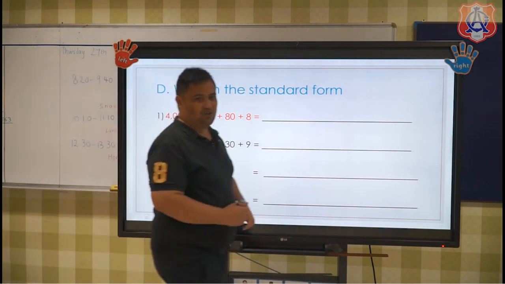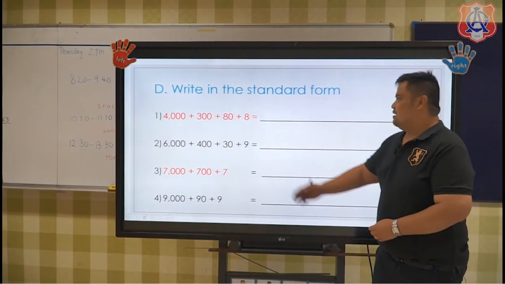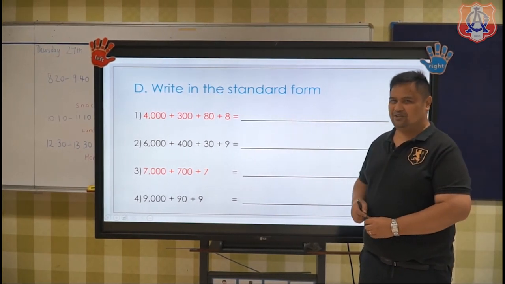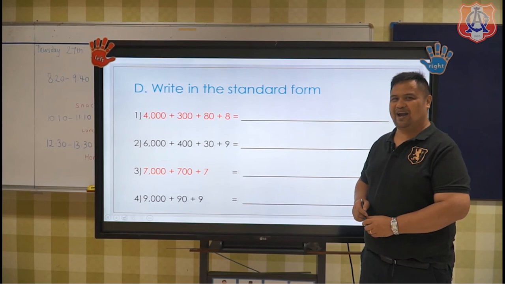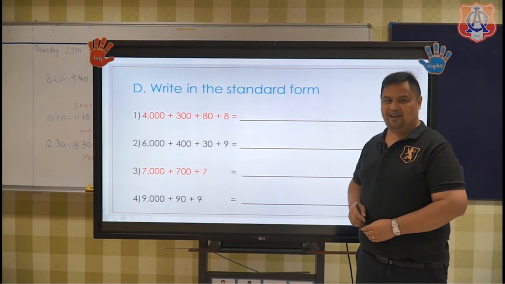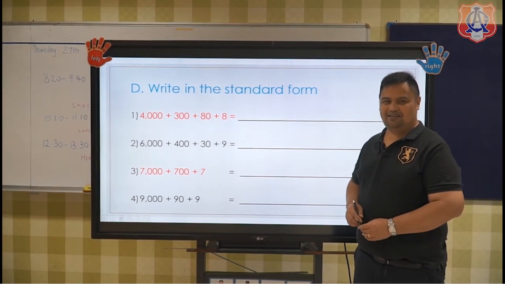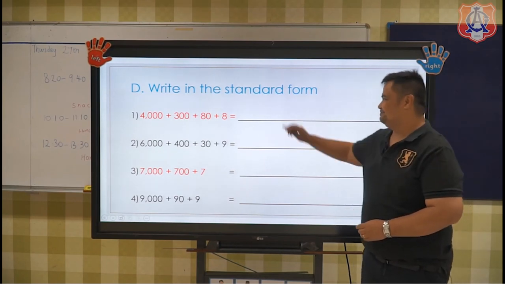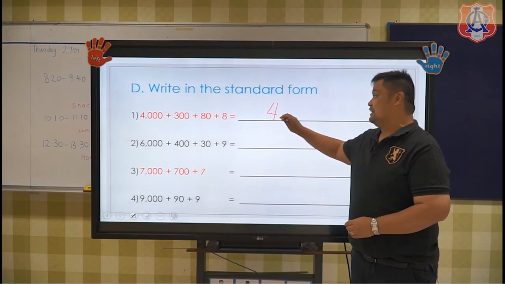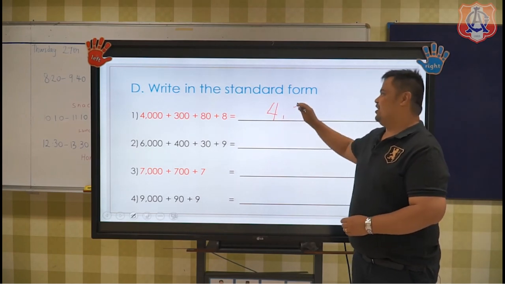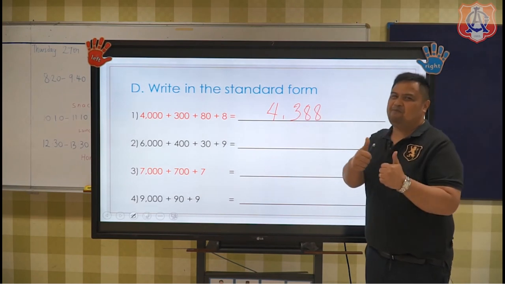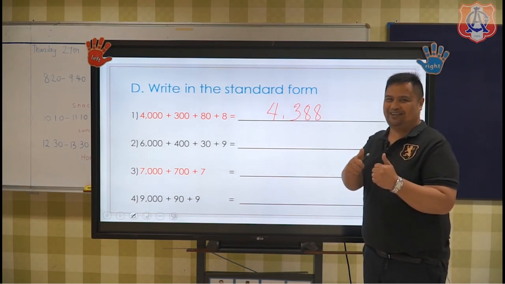Now it's time for us to write the standard form. 4,388. Can you tell me how you are going to write it? You can get your pen and your paper now and write it. Let's begin. Let's see if we have the same answer. This is 4,000. Don't forget, 388. Thumbs up for both of you since you answered it correctly.